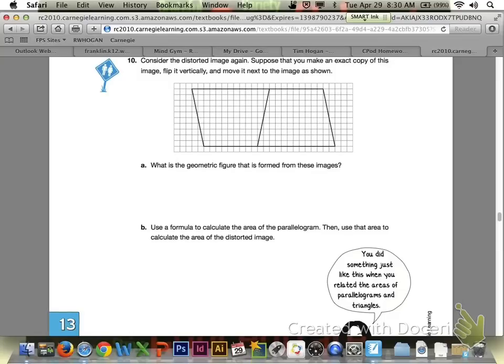Take a look at number 10 on page 866. It says, consider the distorted image again. Suppose that you make an exact copy of this image, flip it vertically, and move it next to the image as shown. So you can see that new image is on that grid paper. What I would like you to do is answer letter A and letter B with your group members. Go ahead.